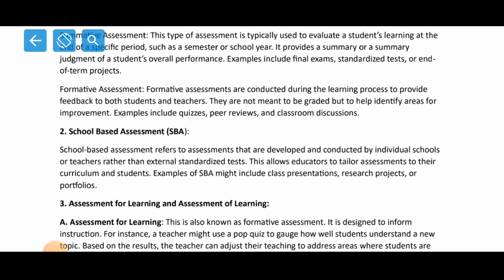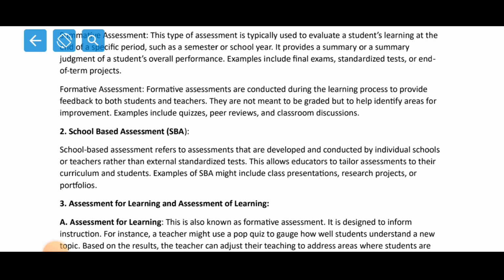This is very different from summative assessment. In what way is it different? Formative assessment is a type of assessment which is carried out during the session, during the learning process.